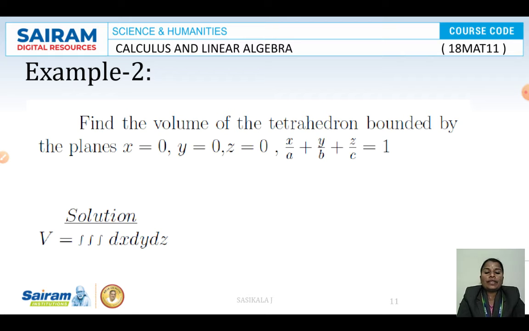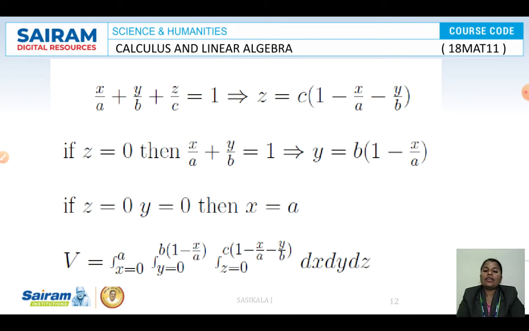Find the volume of the tetrahedron bounded by the planes x equal to 0, y equal to 0, z equal to 0, and x by a plus y by b plus z by c equal to 1. We need to find the volume of the tetrahedron. The lower limit will be 0. The upper limit we are going to calculate from the given plane. As we know, the volume integration is the triple integration of dx dy dz.